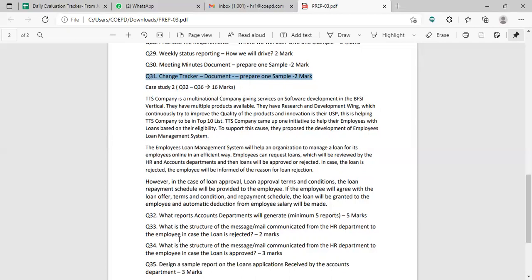Okay. So when your loan gets approved, you'll get an approval email. Even when your loan gets rejected, even then you'll get a rejection email. The employee would receive the email no matter what.